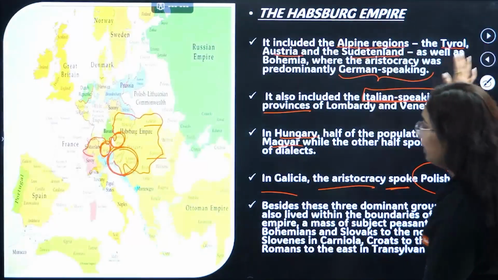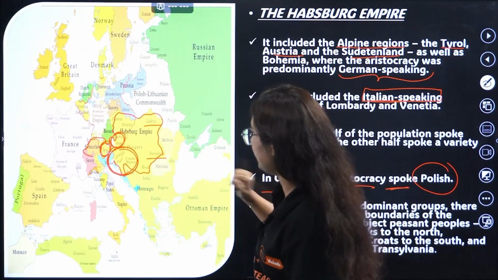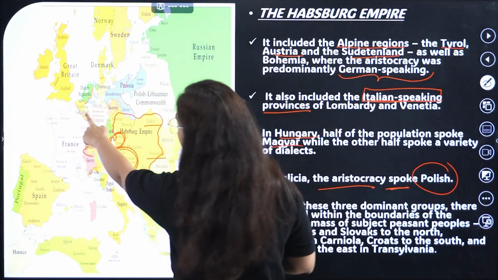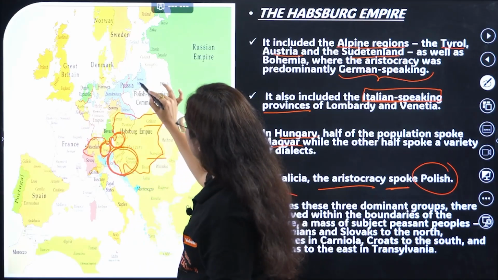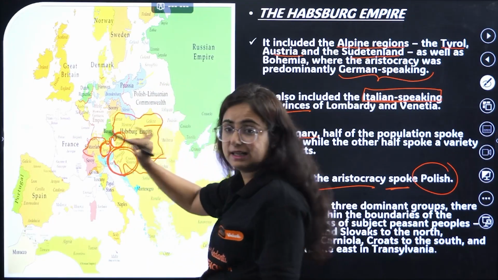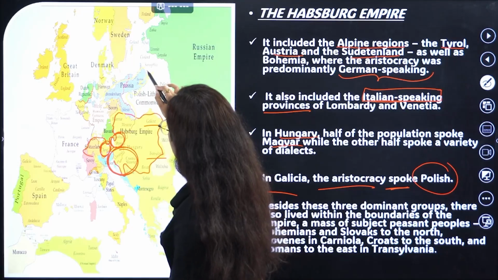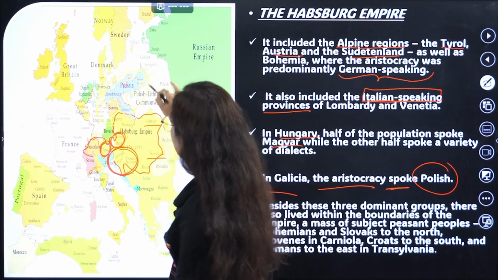If you want a clearer picture, let's go back to here. If I talk about this, this was France. This was the Austrian Empire. This purple color, this was Prussia. And this was what, beta? Prussia. Later, this region only became Germany.